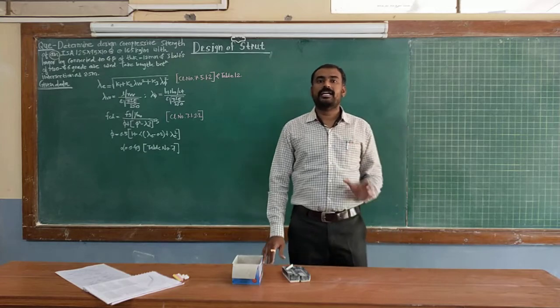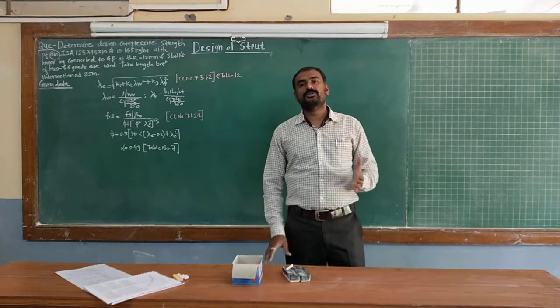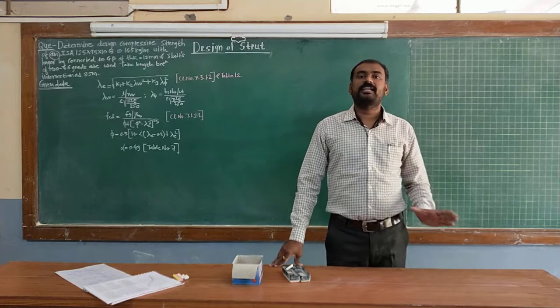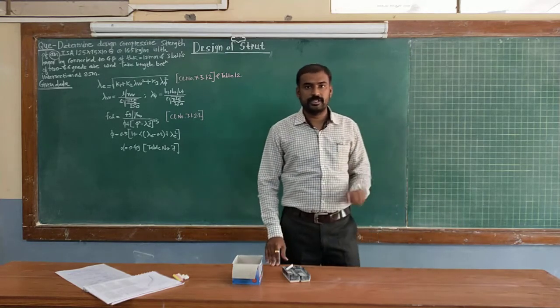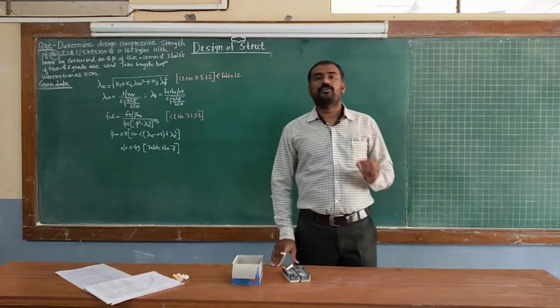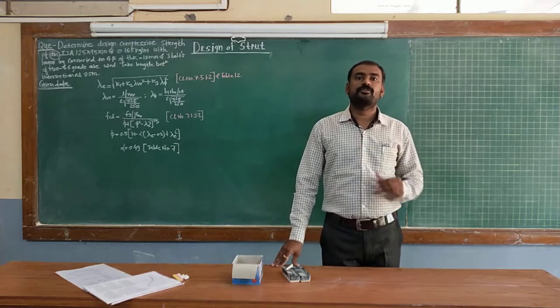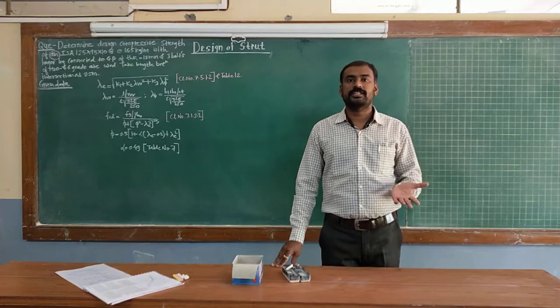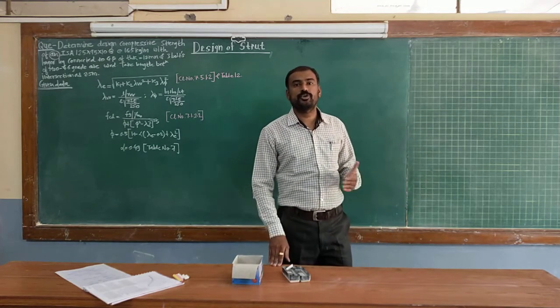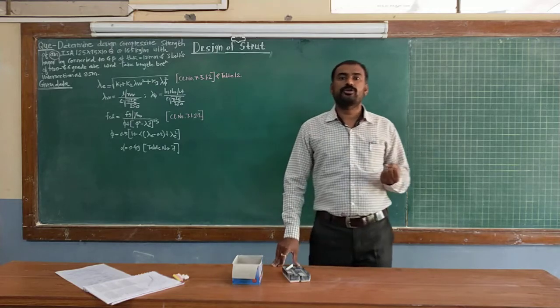Usually strut members are classified as either continuous or discontinuous, and this continuity and discontinuity is required for calculating the effective length. As we have seen, the length of the member is directly considered for its strength; strength is inversely related to length. If the length of the section increases, the strength is going to reduce, and vice versa.